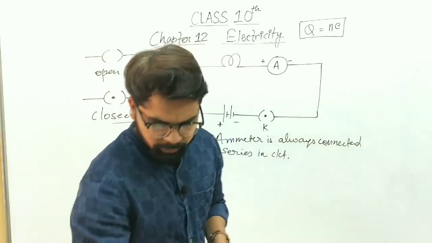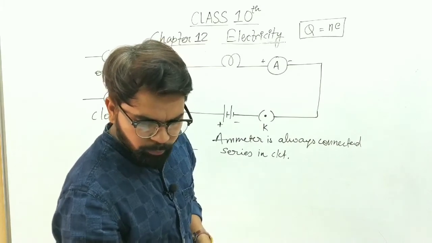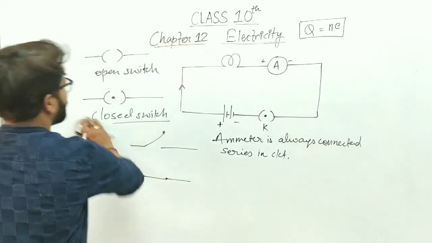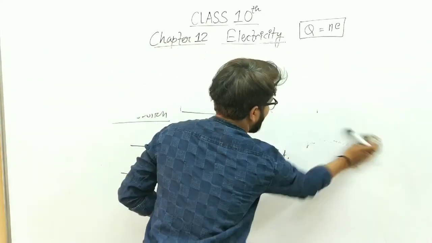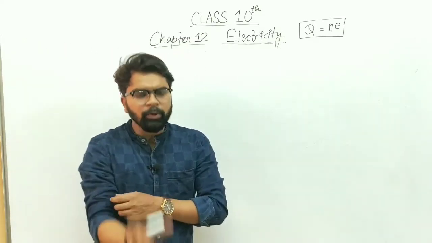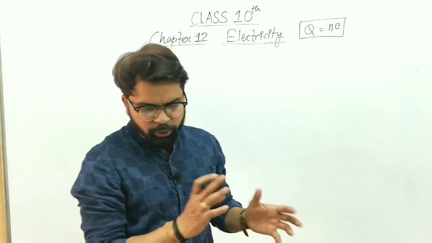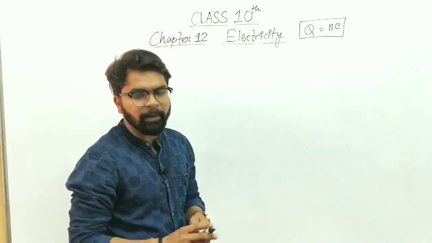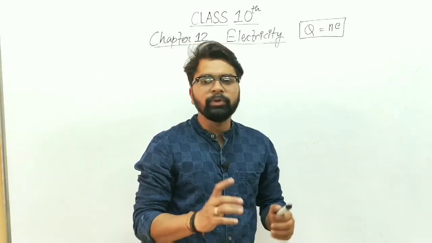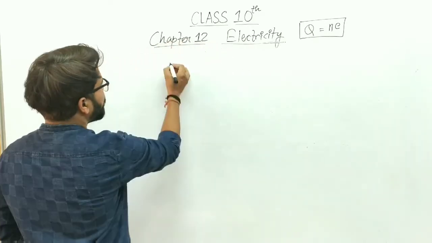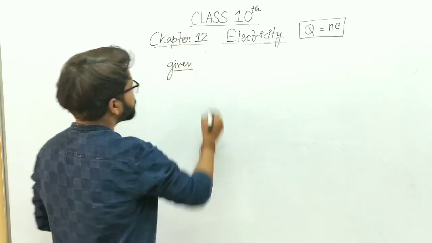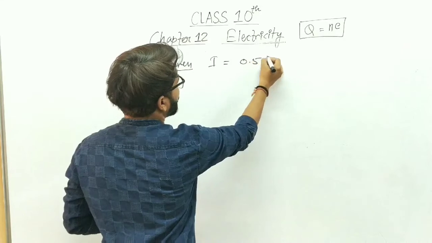Before I pause my class, I am giving an exercise question to all of you. I have taken that question from your NCERT book. The question says that a current of 0.5 ampere is drawn by the filament of an electric bulb for 10 minutes. Find the amount of electric charge that flows through the circuit. The given quantities are: the current is given, so I is equal to 0.5 ampere.